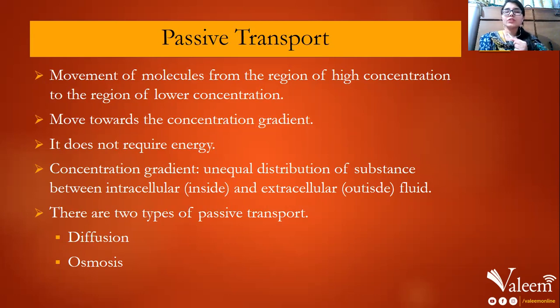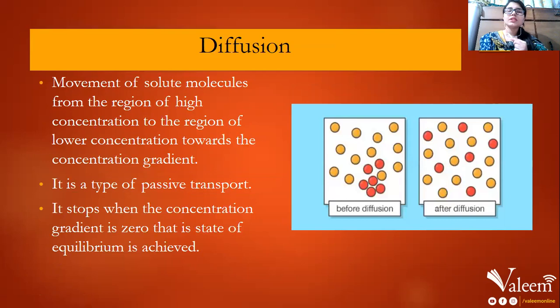There are two types of passive transport: diffusion and osmosis. So diffusion, again, is the movement of solute molecules. I am again emphasizing this: if we are discussing solute molecules, it means we are discussing diffusion. So it is the movement of solute molecules from the region of higher concentration to the region of lower concentration, towards the concentration gradient.